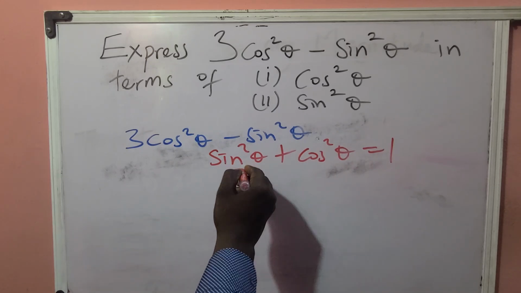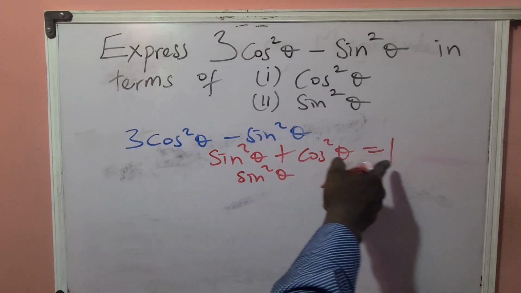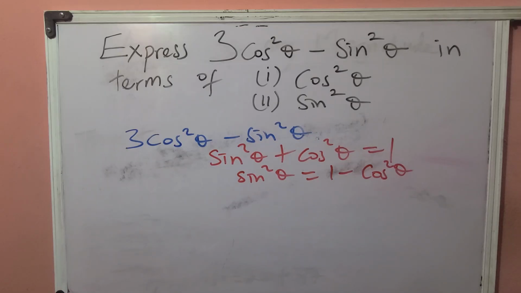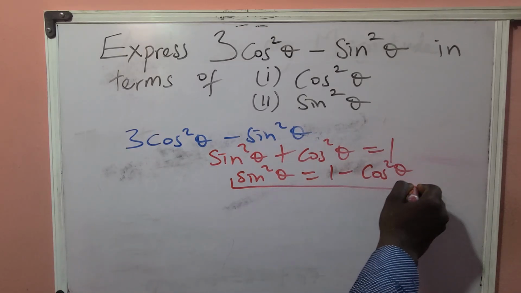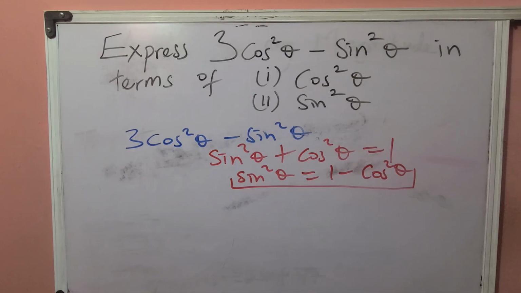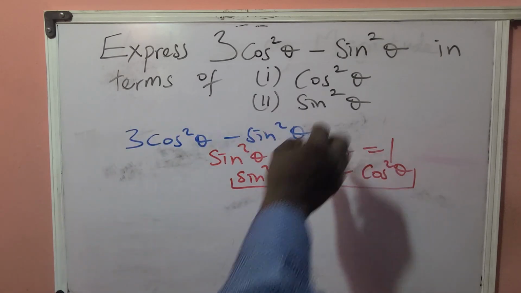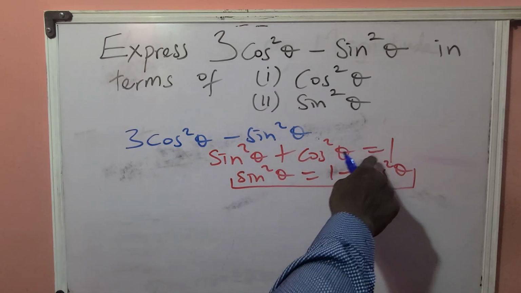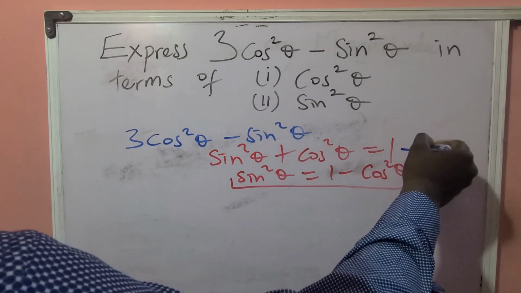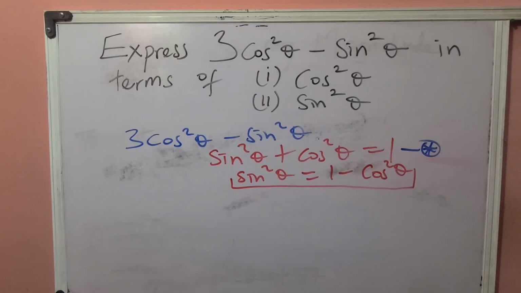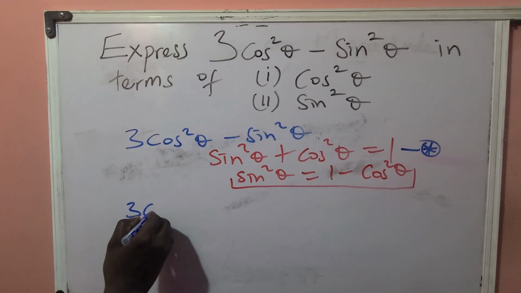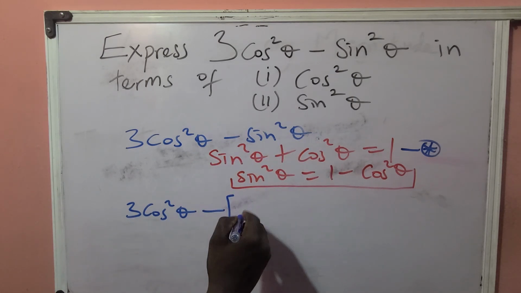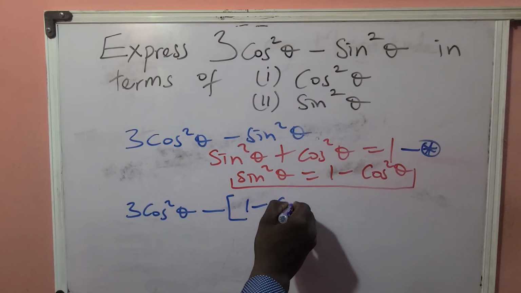If I make sine squared theta the subject of formula from this particular identity, this will be 1 minus cos squared theta. So now I can fix this into wherever I see sine squared theta in the question we are given. Don't forget, this is a trig identity. This was not something we just brought from nowhere. It's one of the trig identities. So what we have here is 3 cos squared theta minus, I will no longer be writing sine squared theta, I would now be writing 1 minus cos squared theta.